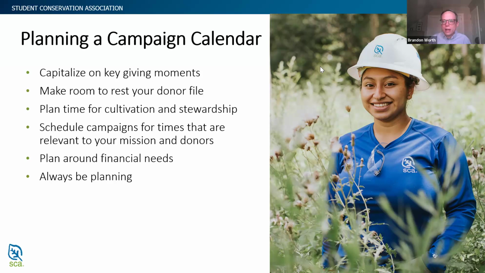Also, planning around financial needs. I'll give some examples of this as we look at our campaign calendar. We're all here as fundraisers, so it is those financial needs that we're looking to answer.